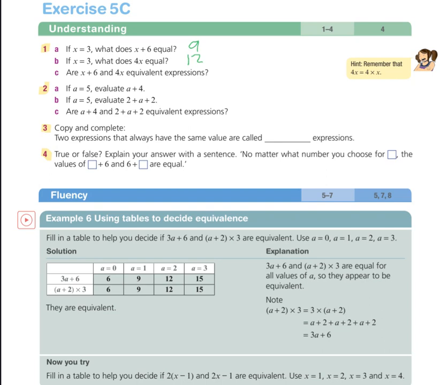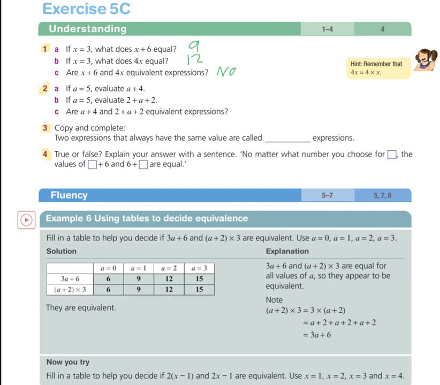X plus 6 and 4x, are they equivalent expressions? They're not, but as an example, if I say x equals 3, 3 plus 6 is 9, 4 times 3 is 12, as we saw in the earlier ones. So, no, they are not the same. It'd also not be the same if you use any other value as well.